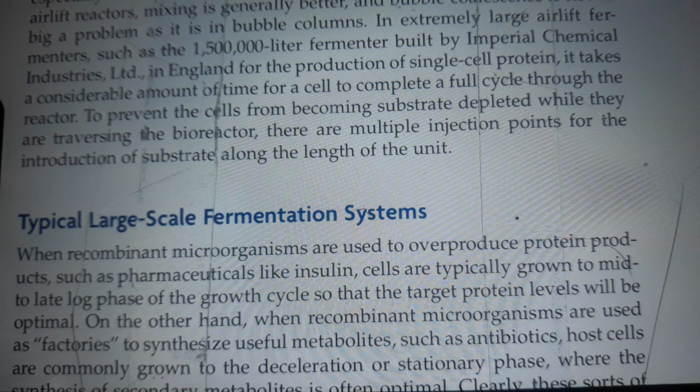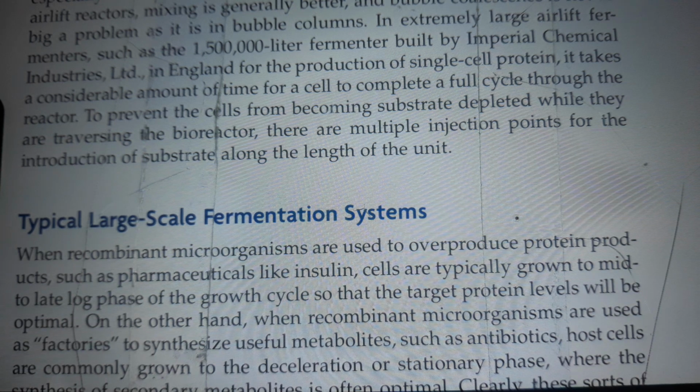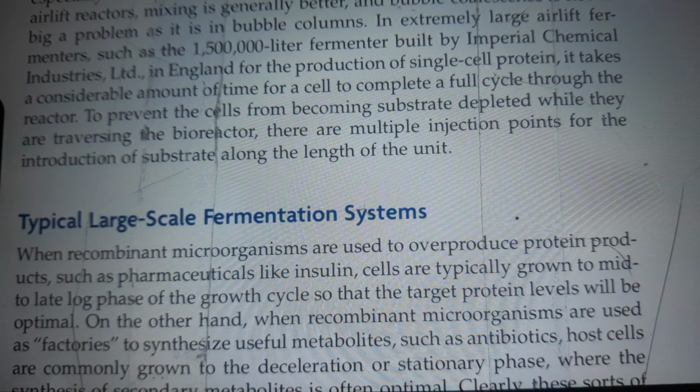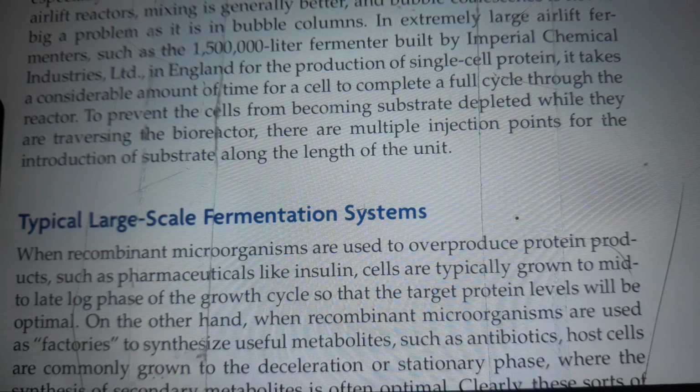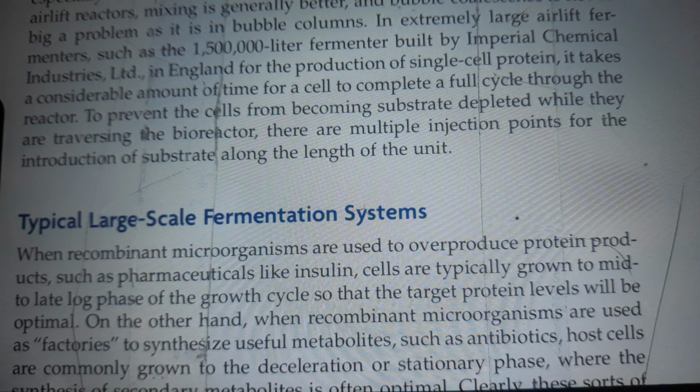In extremely large airlift fermenters, such as a 1,500,000 liter fermenter built by Imperial Chemical Industries Limited, England, for the production of single-cell proteins, it takes a considerable amount of time for a cell to complete a full cycle through the reactor. To prevent the cells from becoming substrate depleted while they are traversing the bioreactor, there are multiple injection points for the introduction of substrate along the length of the unit.